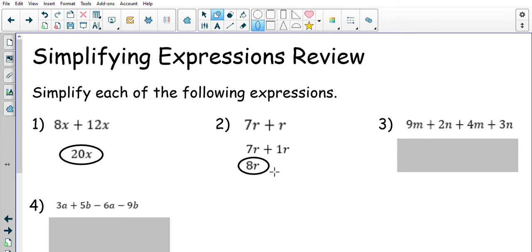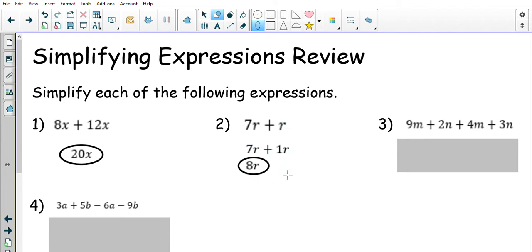The common mistake I see from students a lot is they'll do just 7r plus r and write 7r. I will also see students write 7rr, which is telling me we're multiplying the r's, which we're not. We're adding them together. We have 7 r's plus one more r to get a total of 8 r's.